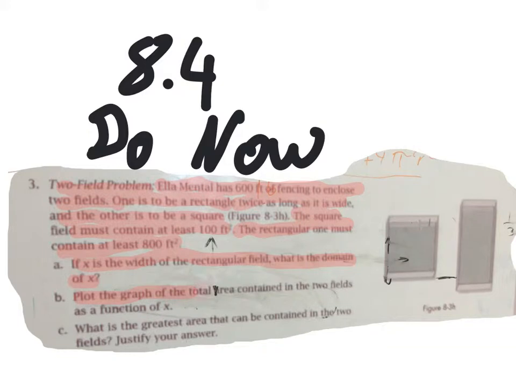Plot the graph of the total area contained with the two fields as a function of x. What is the greatest area that can be contained in the two fields? Justify your answer. Alrighty, at this point go ahead and pause the video and give it a try.